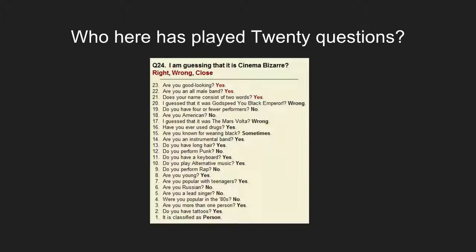But before we really get into it, just a show of hands, how many of you here have played the game 20 Questions? Okay. What else do you do on long car rides?